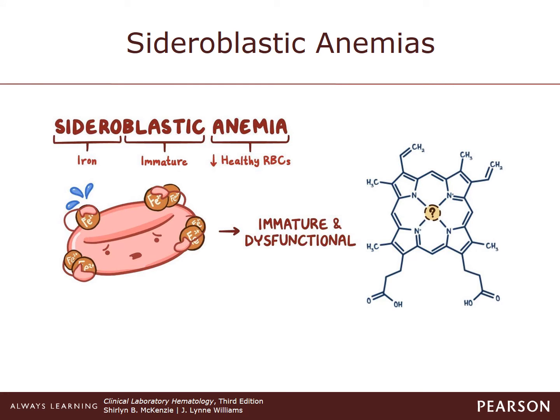The first condition associated with abnormal heme synthesis is sideroblastic anemia. This results from a mutation that affects the first enzymatic step of heme synthesis, the formation of ALA. This can be hereditary, congenital, or acquired, and all of these types are characterized by an increase in total body iron, ringed sideroblasts in the bone marrow, in addition to a hypochromic anemia.